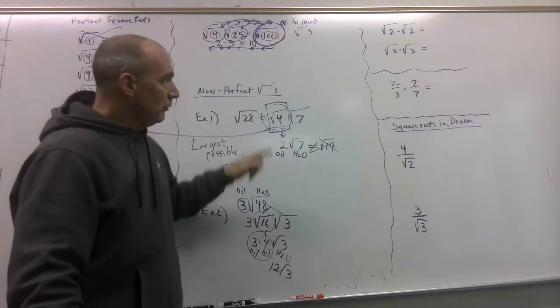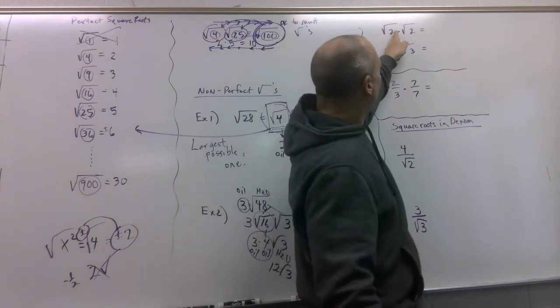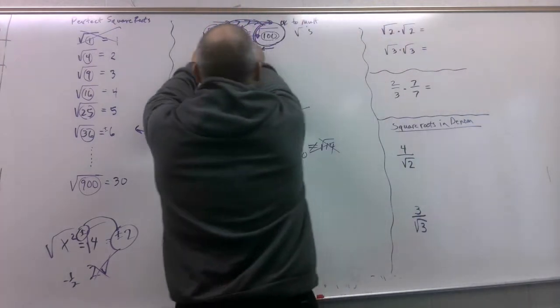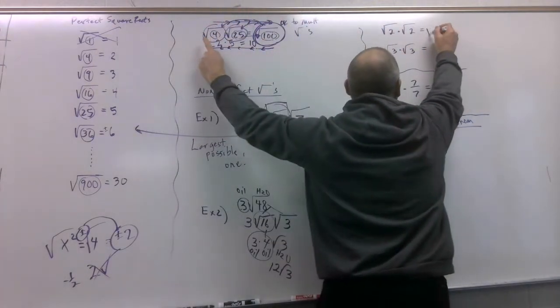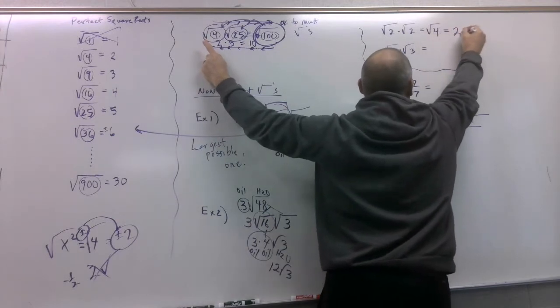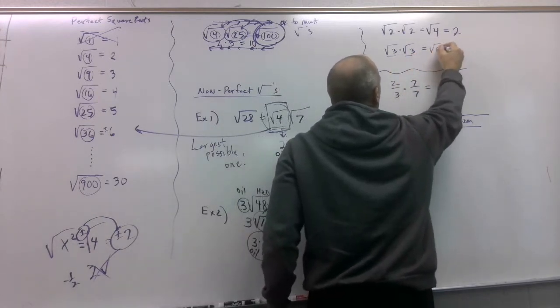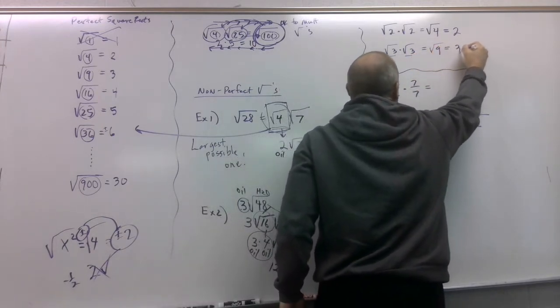Now, a couple other things, and we're almost done with this pre-lesson. The square root of 2 times the square root of 2, if we go back to this rule, does that equal the square root of 4? Yes, it does. What's the square root of 4? 2. What's the square root of 3 times the square root of 3? Well, technically, it's the square root of 9, which is 3.